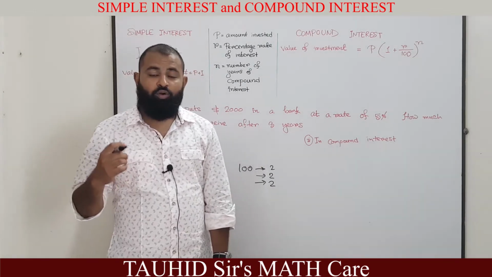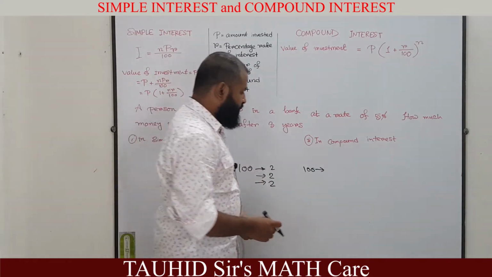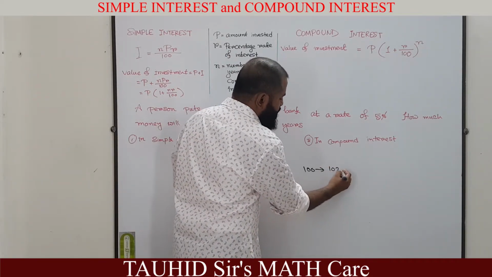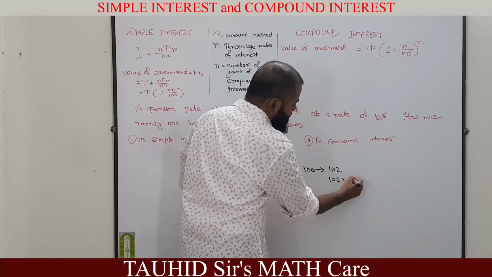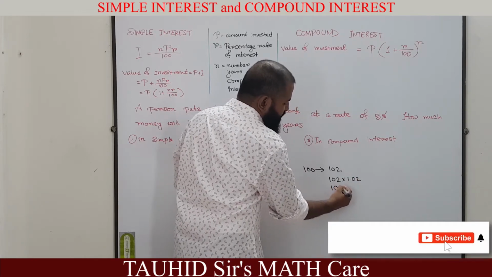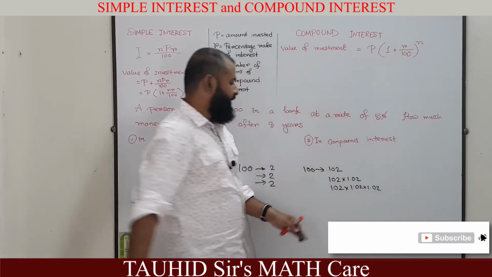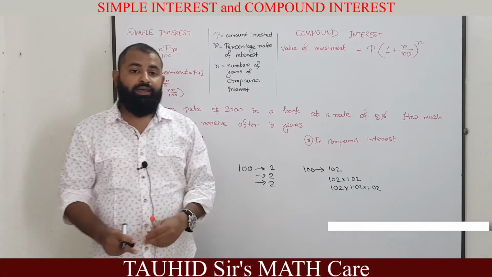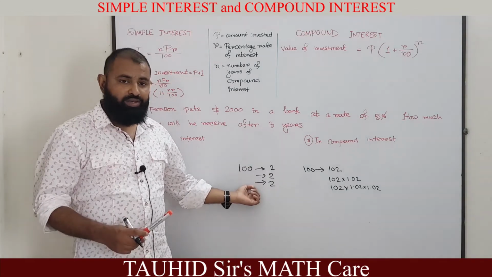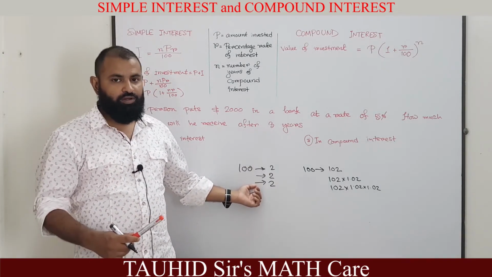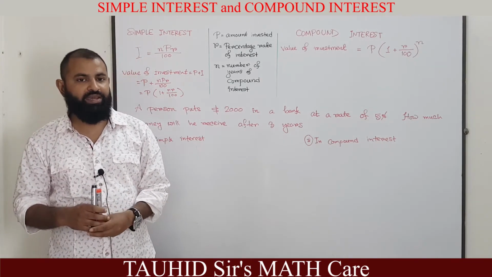But what is compound interest? If we think 2% interest, after 1 year it will become 102 taka. After 2 years it will become 102 multiplied by 1.02 taka. After 3 years it will become 102 multiplied by 1.02 into 1.02 taka. This is the case of compound interest, where the value increases in multiplicative order, and in simple interest the value increases in additive order. Now let's see an example to have a closer look at simple interest and compound interest.